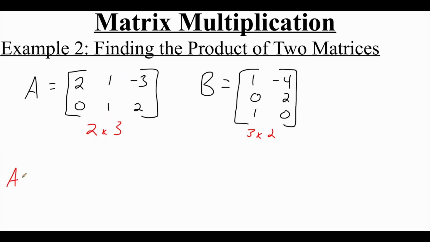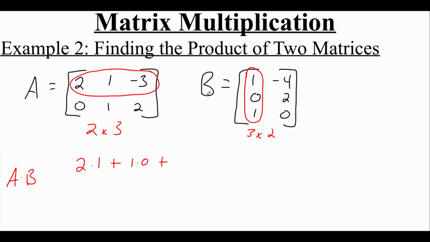If I wanted to take A times matrix B, then what I want to do is take the first row from matrix A and multiply those values in there by the first column from matrix B. So I'm going to take the first entry, 2, times the first entry, 1. But then I'm going to add on the second entries multiplied together, so 1 times 0. And then I'm going to add on the third entries multiplied together, so -3 times 1. So 2 times 1 is 2, plus 0, plus -3. So we get -1 as our answer. And we're building a new matrix.